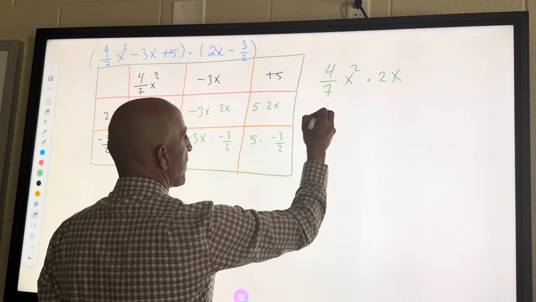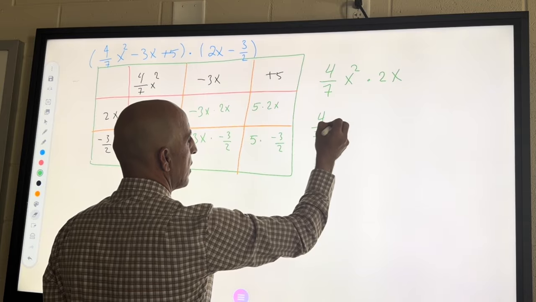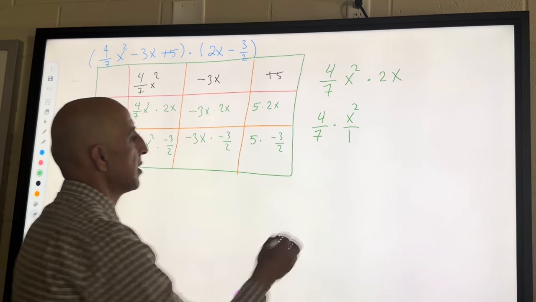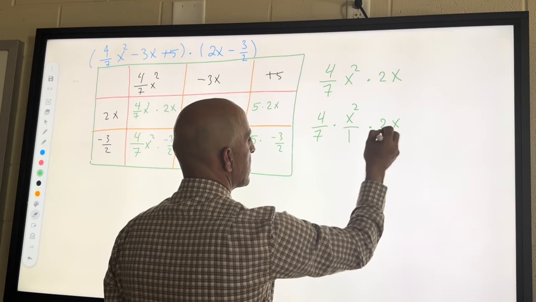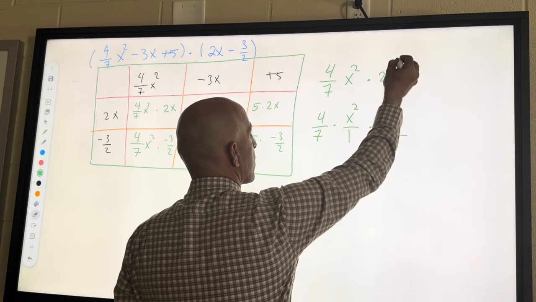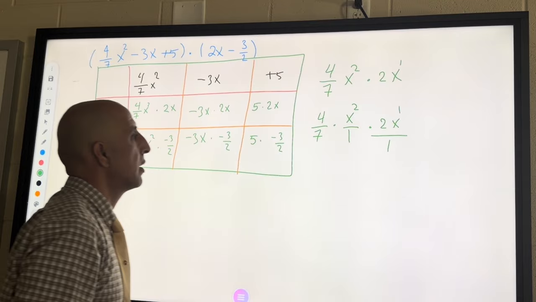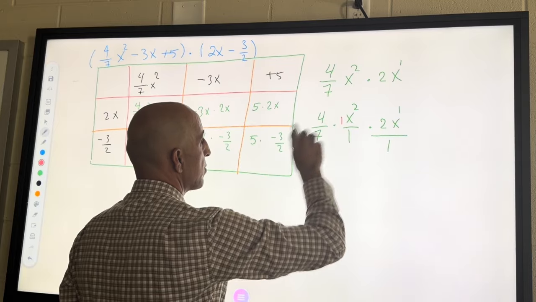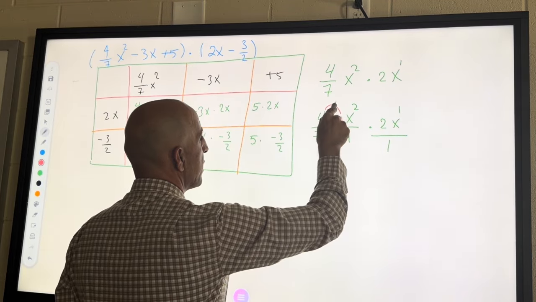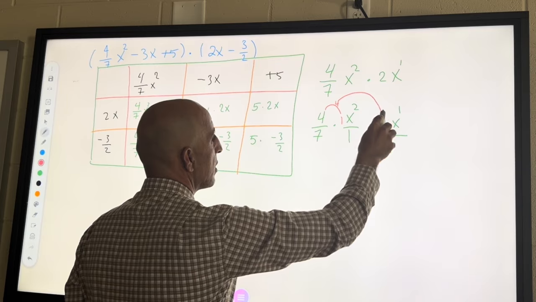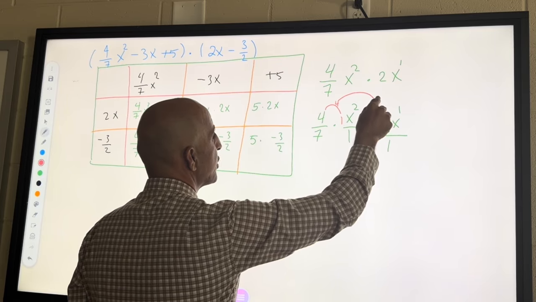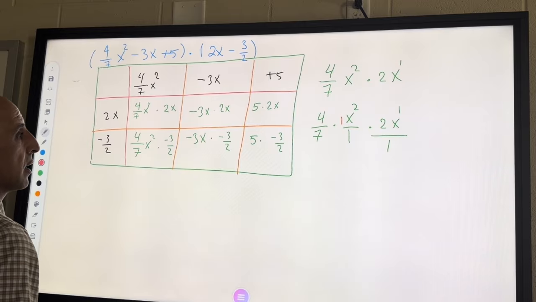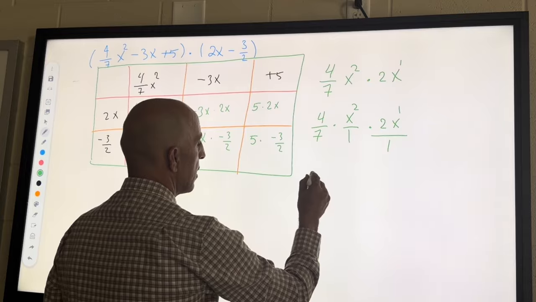We can deal with this as a fraction like this, 4 over 7 multiplied by x to the power 2 over 1, then multiplied by 2x to the power 1, of course, here to the power 1 over 1. Now we can multiply the coefficient first, so the coefficient here is 1. So 4 multiplied by 1 is 4, and then 4 multiplied by 2, which is equal to 8. So in this case, the answer will be 8.